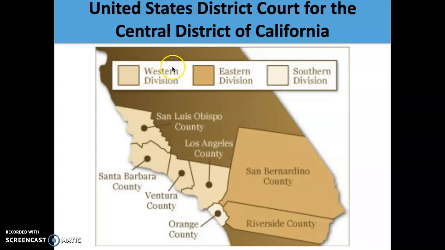So it's the Central District of California, Eastern Division is where the venue would be, okay? It would not be up here in Santa Barbara County or San Luis Obispo County. It would be here because these counties are part of the Western Division, and then we have a little bit here in Orange County that's part of the Southern Division. Okay, so that's about venue. So once you establish jurisdiction, you then have to determine venue.